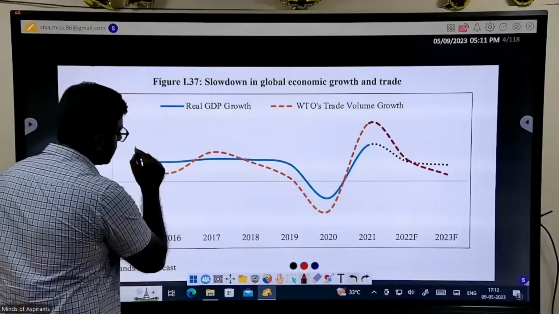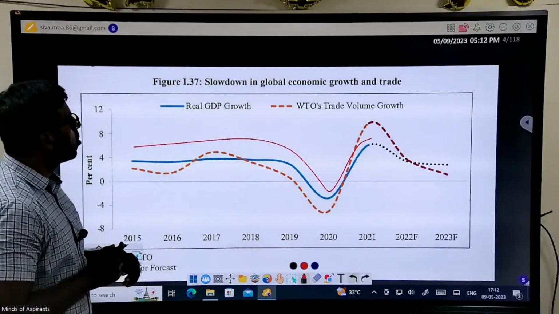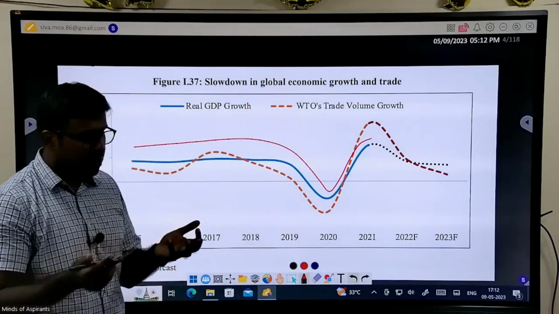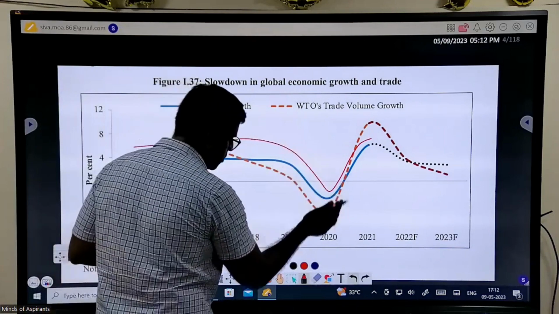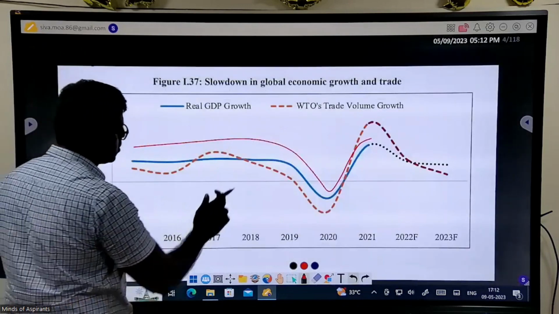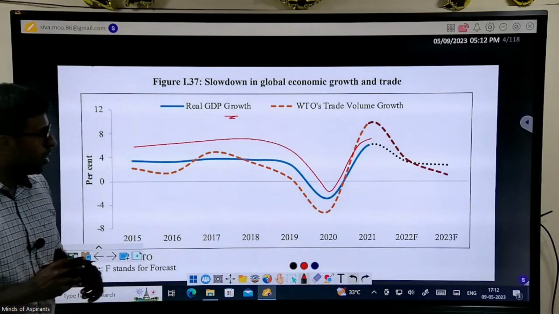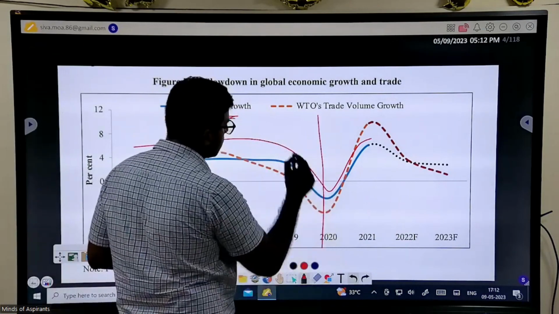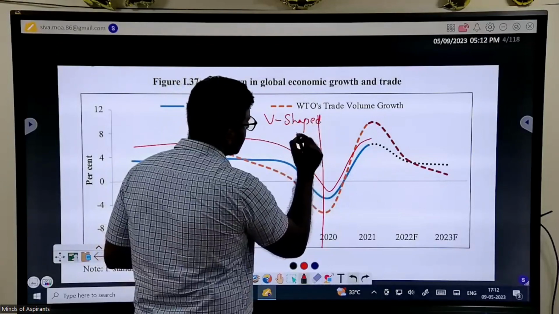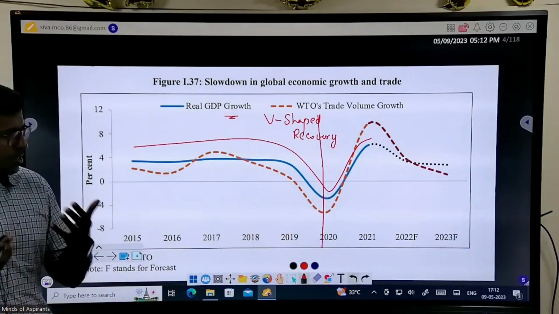Look at this. This is real GDP growth, the global economic growth, so it shows how the economic trend has been globally. This is not pertaining to India; the last slide was India's growth projections, but this is about world growth. In world growth, there was a question in UPSC where they asked about V-shaped recovery. You should know what they mean by V-shaped recovery.